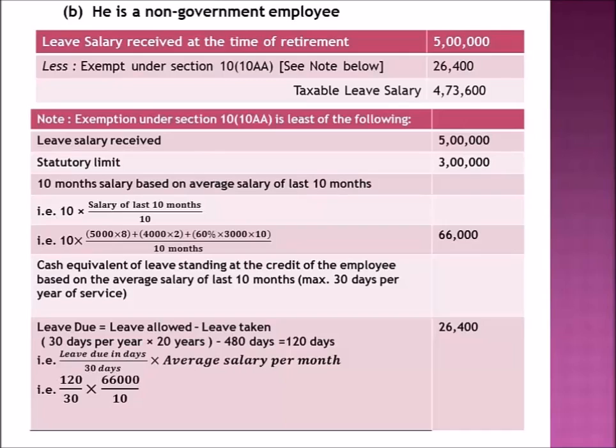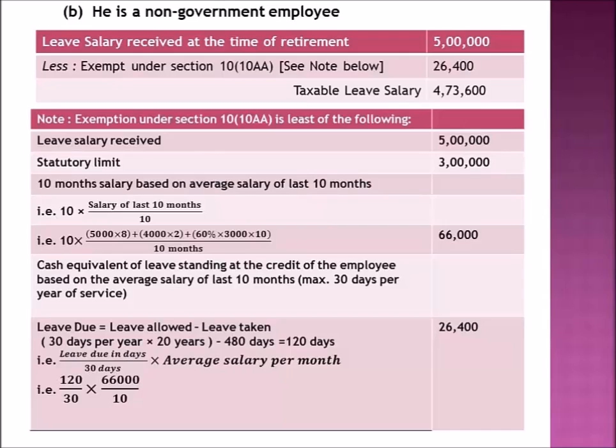So we deduct 26,400 from leave encashment received at the time of retirement, that is 5 lakh. So the taxable leave salary is 4,73,600. So this is how the calculations are made when the employee is a non-government employee who is getting leave encashment at the time of retirement. The least of these four is deducted.